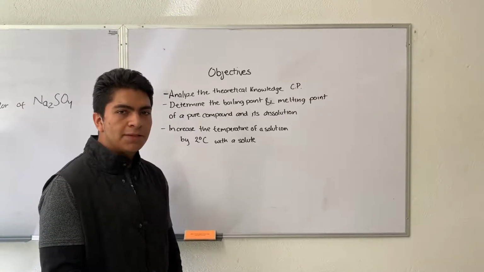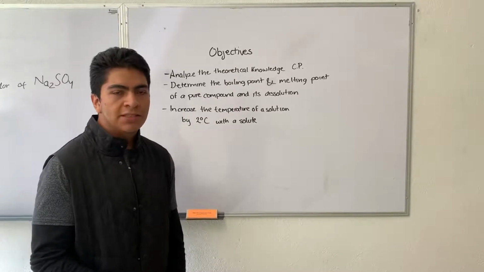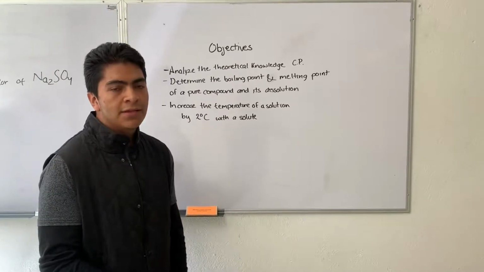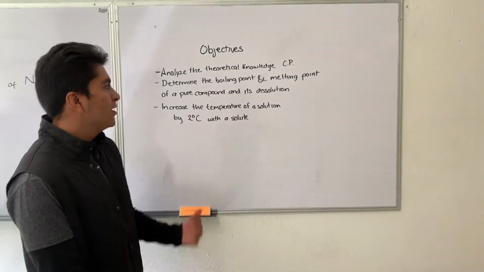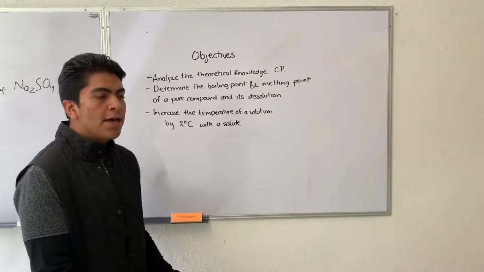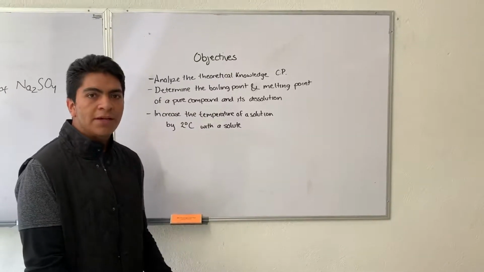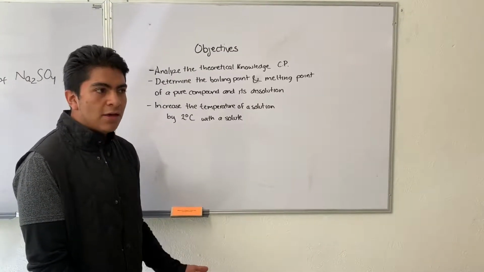There were three objectives in this practice. The first one was to analyze the theoretical knowledge acquired on colligative properties. The second one was to determine the boiling point and melting point of a pure compound and its dissolution. And the last one was to increase the temperature of a solution by 2 Celsius degrees with the help of a solute.